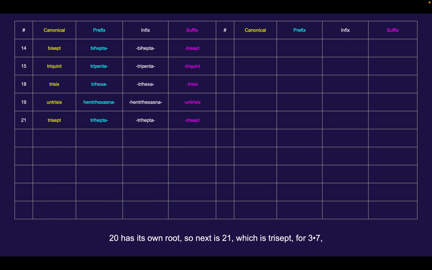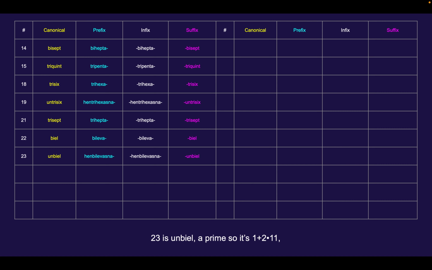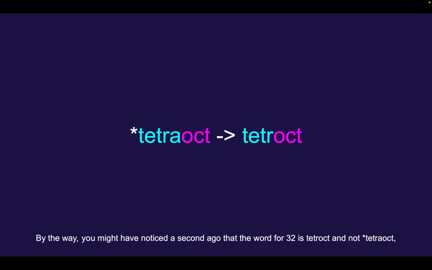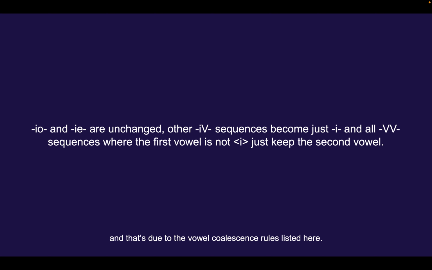20 has its own root, so next is 21, which is trisept for 3 times 7. 22 is bi el for 2 times 11. 23 is un bi el, a prime, so it's 1 plus 2 times 11. 24 is tetrahex for 4 times 6, and I'm sure you get the general gist of it by this point. By the way, you might have noticed a second ago that the word for 32 is tetroct and not tetraoct. And that's due to the vowel coalescence rules listed here.